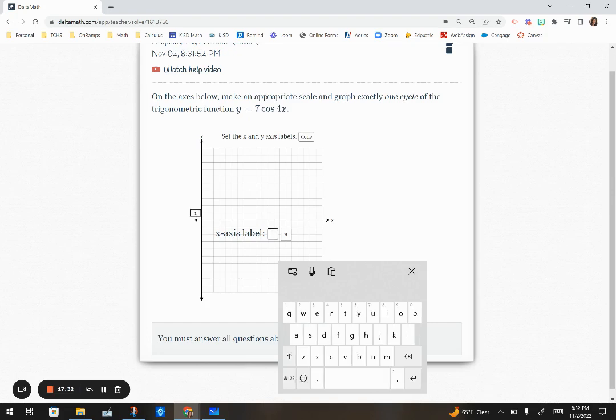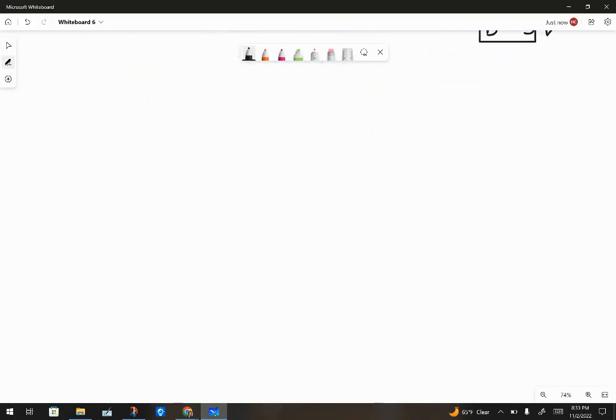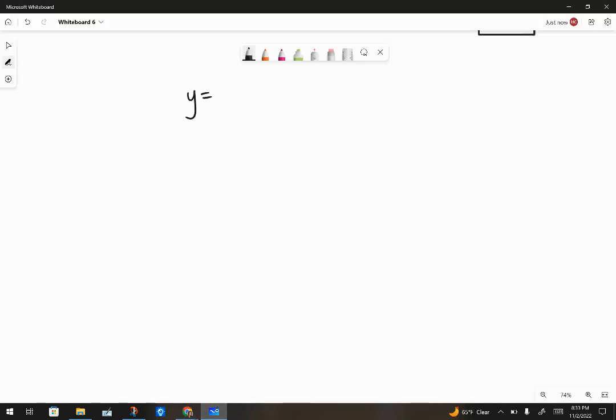Here in the x-axis label, you have to calculate the length of your period. So notice our problem is y equals 7 times cosine 4x. So let's go back to our whiteboard here. I'm going to write that down. It's y equals, oh goodness, I have the worst memory. What was it? 7 cosine 4x.